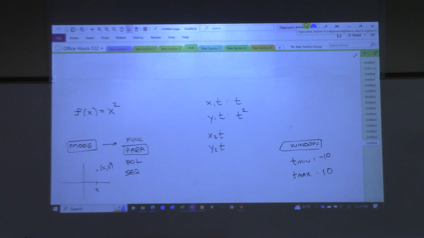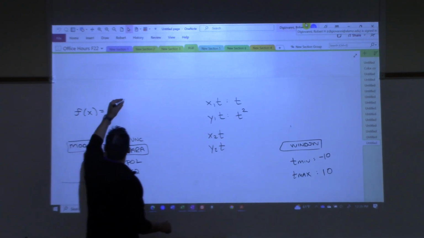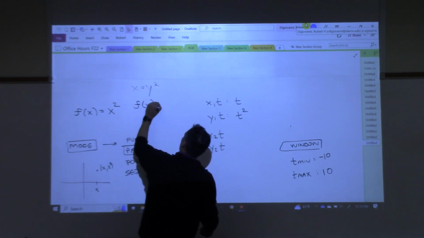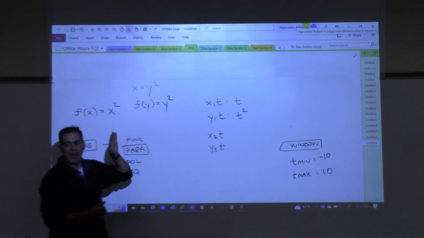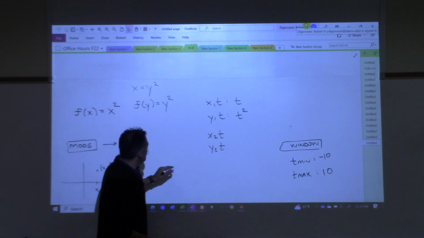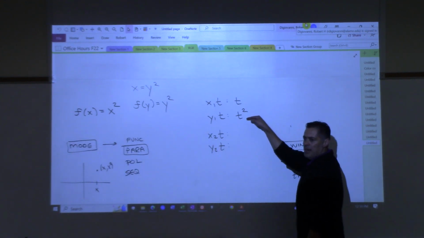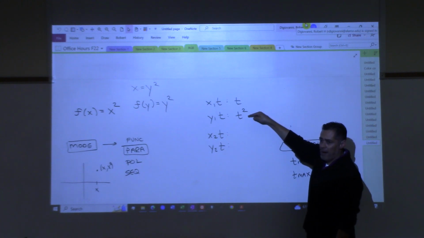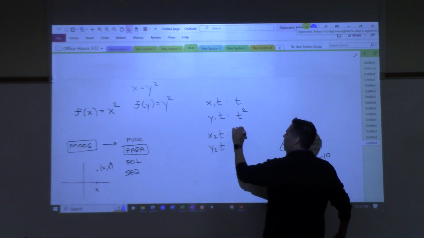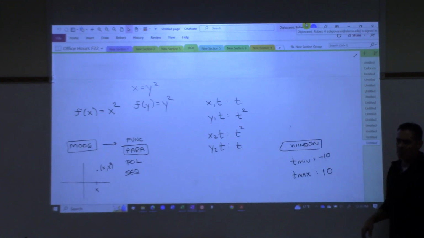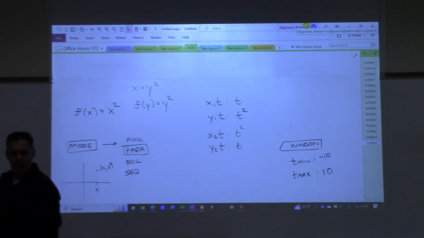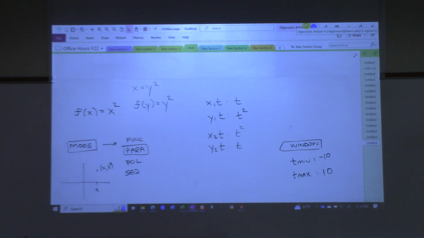Now, let's draw this. x equals y squared. This is actually a parabola that's sideways. The way we want to think about this is that it's the opposite of what's happening here. It's not t, t squared, it's t squared, t. It's the reverse. So put t squared here, t there, and when you do that, it'll draw the parabola sideways. Did you do it?